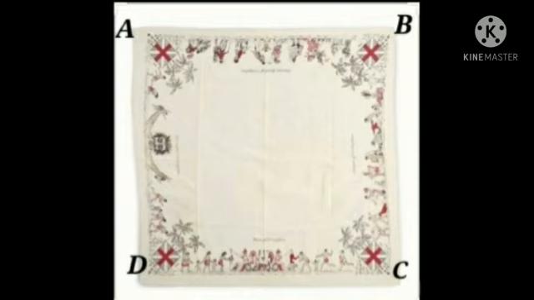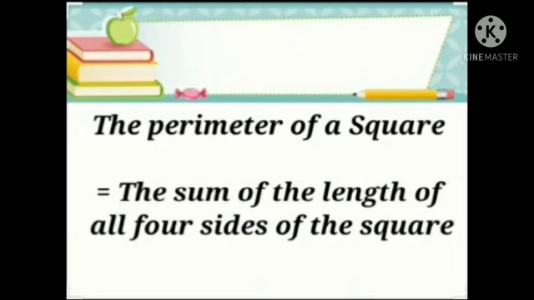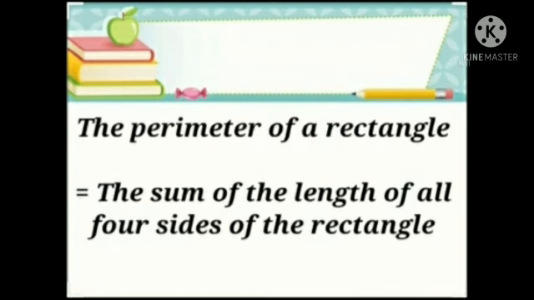To find out the perimeter of the square, the formula is: the perimeter of a square is equal to the sum of the lengths of all its 4 sides. This is a rectangular field. To find out the perimeter of a rectangle, the formula is the sum of the lengths of all its 4 sides.